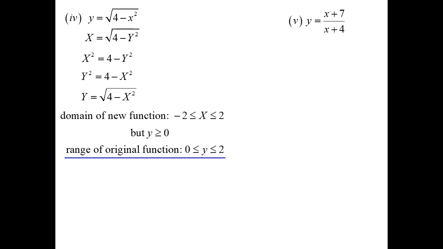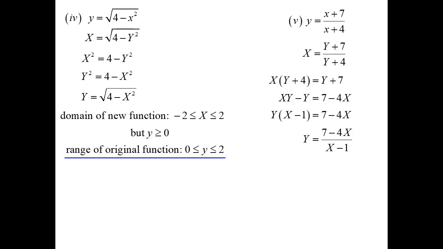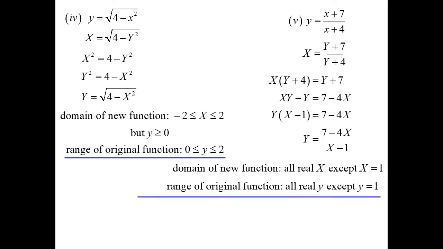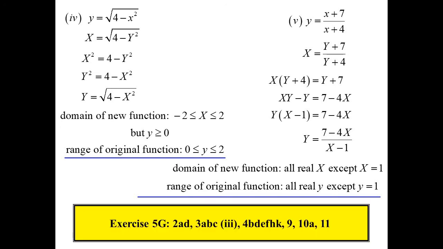Let's try one of those hyperbola ones. X plus 7 on x plus 4. Swap the x and the y's. Eventually I get y is 7 minus 4x on x minus 1. The domain of that, all real x except x equals 1. Therefore, the range of the original one must have been all real y except y is equal to 1. That one's fine.